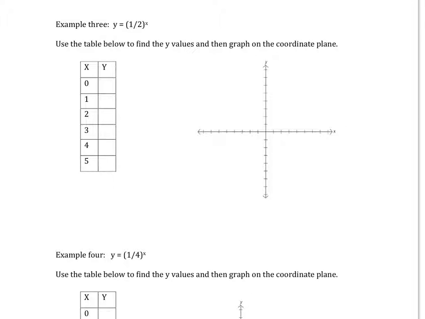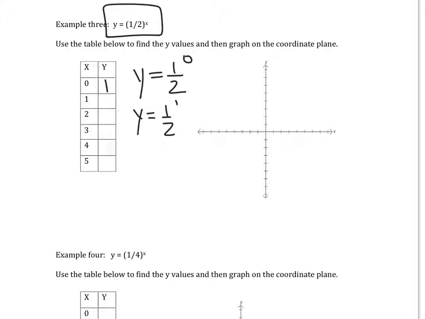Alright, so with this next one, we're still working with exponential functions, but this time we've got a number that's less than 1 that we're raising to a power. So here you've got y equals 1/2 to the x power. So we're going to plug in 0 for x. Anything raised to the 0 power is 1. Then plug in 1 for x. 1/2 to the first power is 1/2. Then you've got 1/2 squared, which is 1/2 times 1/2. And in the end it becomes 1/4.